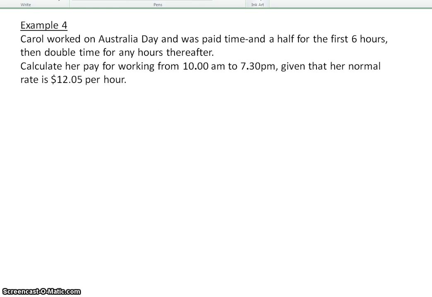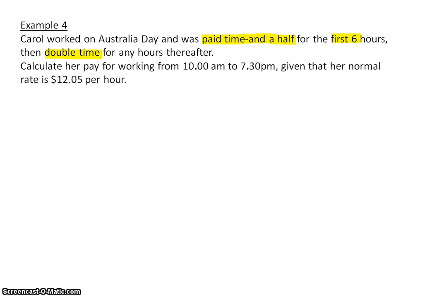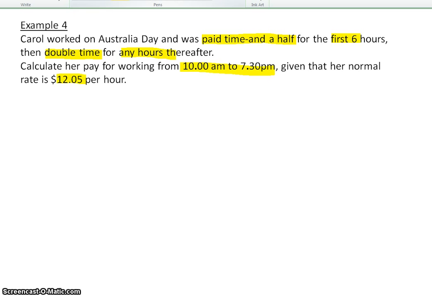Example number 4. Highlighting the key parts of the question. Carol is paid time and a half for the first 6 hours, then double time for any hours after. She works from those hours and she normally gets $12.05 per hour. We've got our key points highlighted. The next thing I'd expect you to do is go through and work out how many hours. The way that I do this is I break it up.